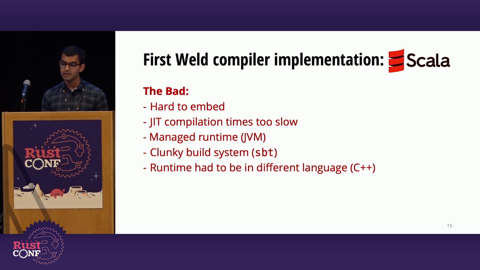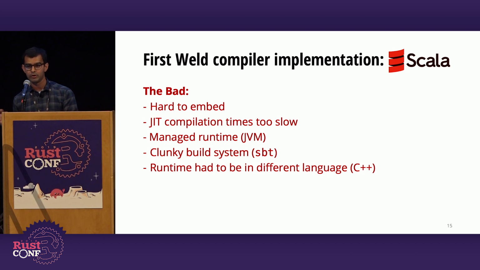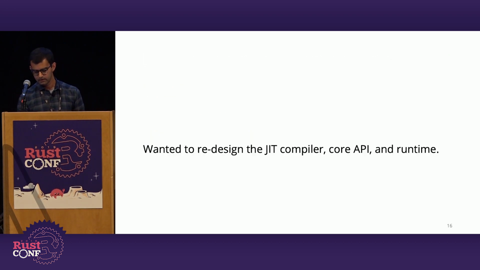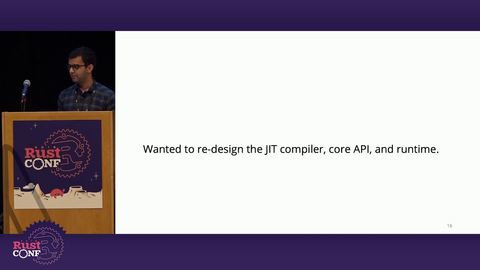Finally, the runtime also had to be in a different language, right? So we're JITting code, and this JIT'd code is just some arbitrary machine code that's expected to be scheduled by some kind of threading library. And there's no way that we were going to use Java threads for that, because that's just not fun. So effectively, we wanted to redesign the JIT compiler, the core API, and runtime from the ground up because of these shortcomings of the language that we were using.